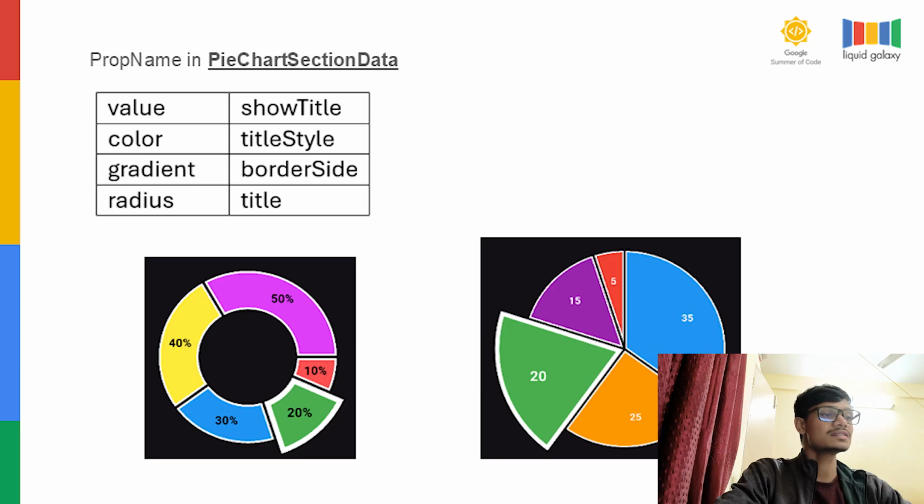Pie chart section data: each slice of the pie chart is controlled using this. Properties are value, which determines slice size, color gives color to the slice, radius is the thickness, title is the text on the slice, show title toggles label visibility, title style gives text styling, gradient adds visual depth, and border radius gives the slice a border. By adjusting these we can highlight important data visually. So overall, FL chart gives highly customizable, interactive and visually appealing charts in Flutter. Bar charts are best for comparison and pie charts are ideal for distribution analysis.